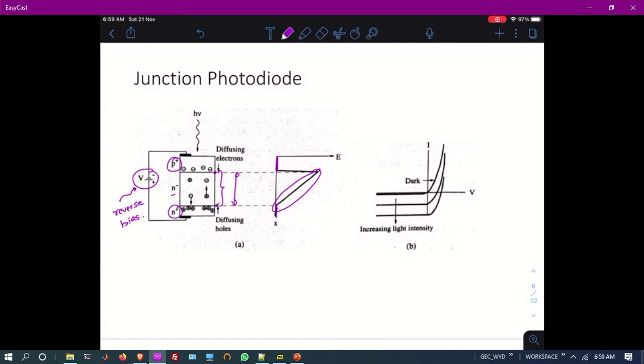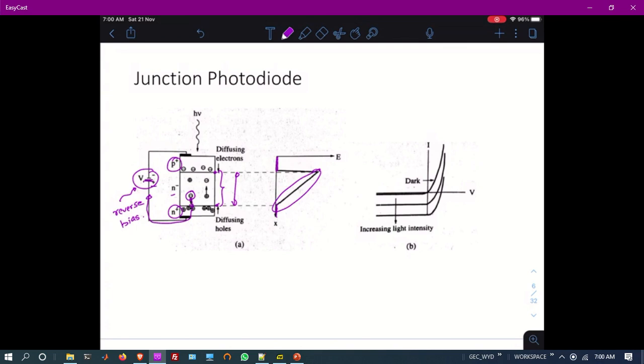Now because of this field variation, whatever carriers are generated inside this depletion region will be swept away across the junction towards the other side. For example, since it is a reverse biased PN junction, if an electron is generated, since there is a positive charge here, the electron will be swept away from the depletion region towards the n region, and it will be thrown out of the semiconductor if the electron is not absorbed in the n plus region. So if a sufficiently large number of electrons are generated, they will flow out of the depletion region towards the external circuitry, constituting the current.